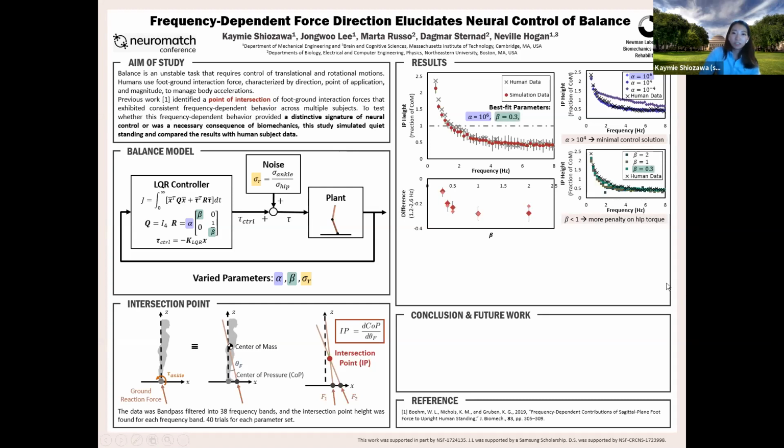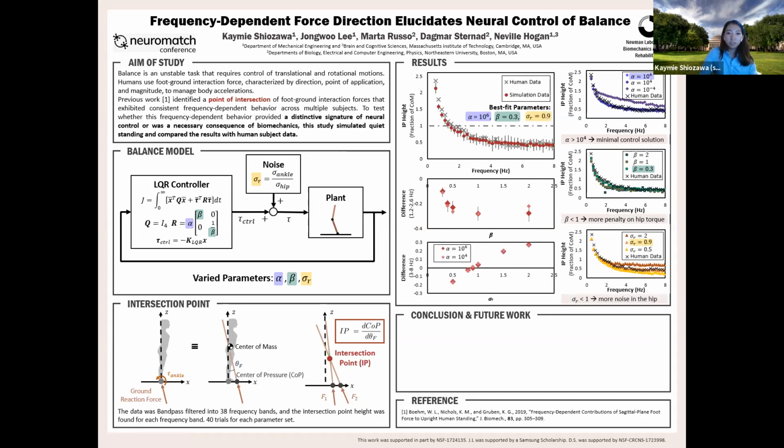Varying beta also affected the frequency at which the intersection point crossed the center of mass. Beta less than 1, where there was more penalty in the hip torque, resulted in close replication of human data. This also makes physiological sense because during quiet standing, humans primarily use ankle torque to balance.